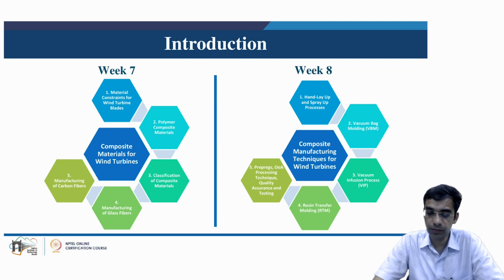And in the last week of this course, we will look at processes used to make the wind turbine blades with respect to hand layup process, spray layup process, vacuum bagging, vacuum infusion processing, resin transfer molding, then use of pre-pregs, out of autoclave processing, technical quality assurance and testing.